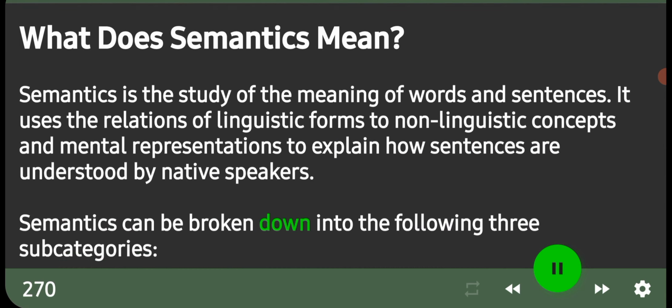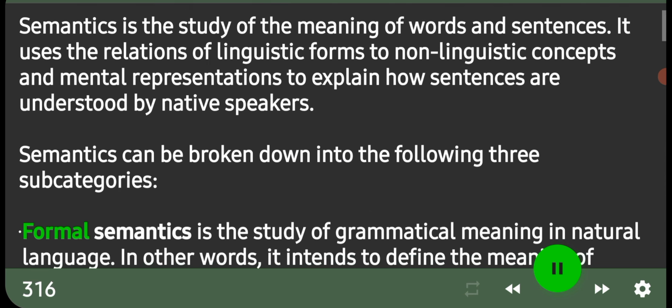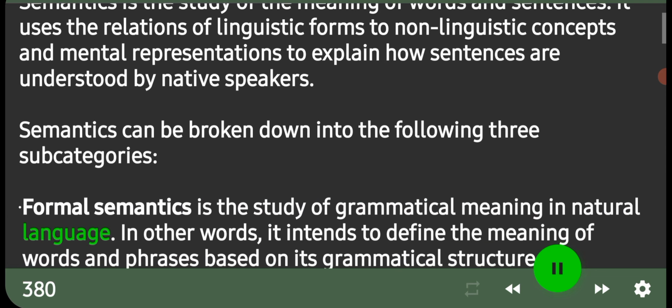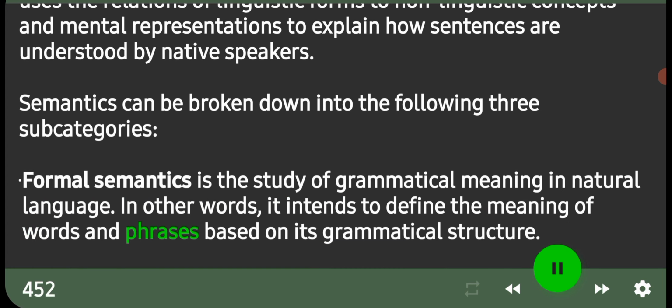Semantics can be broken down into the following three subcategories. Formal semantics is the study of grammatical meaning in natural language. In other words, it intends to define the meaning of words and phrases based on its grammatical structure.